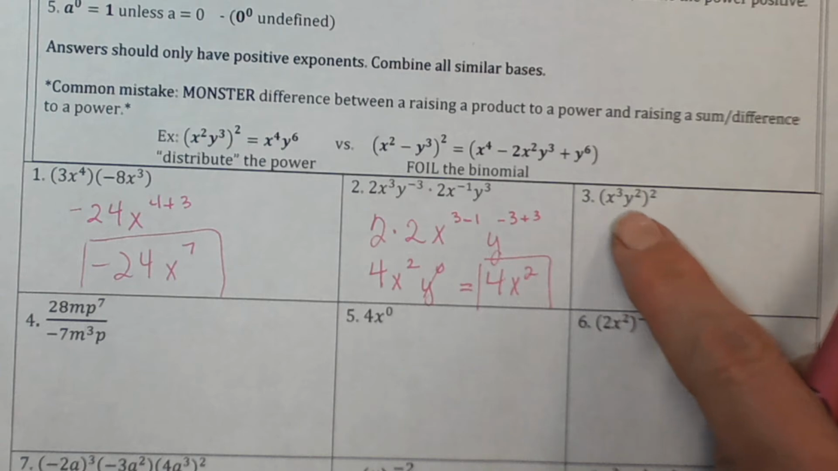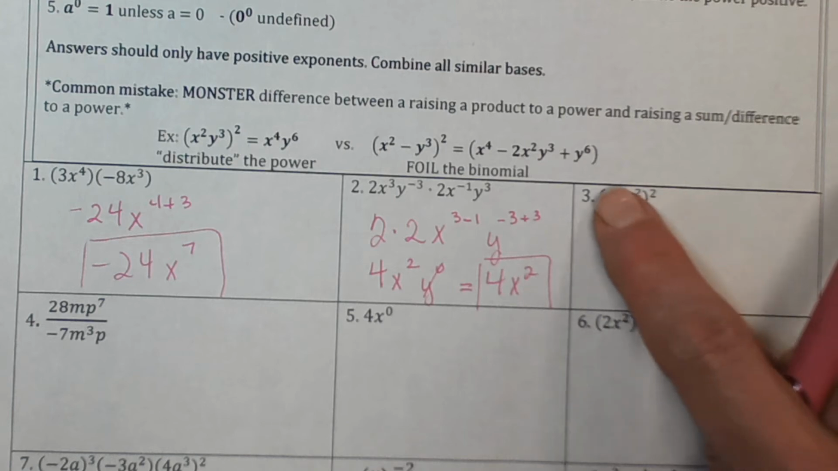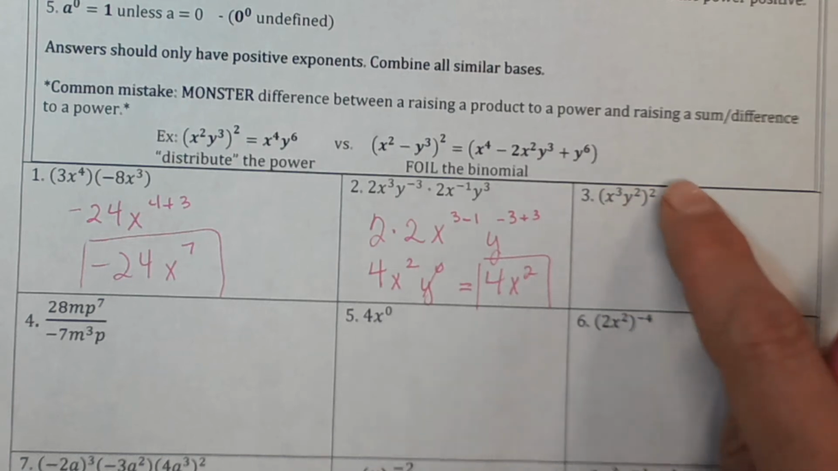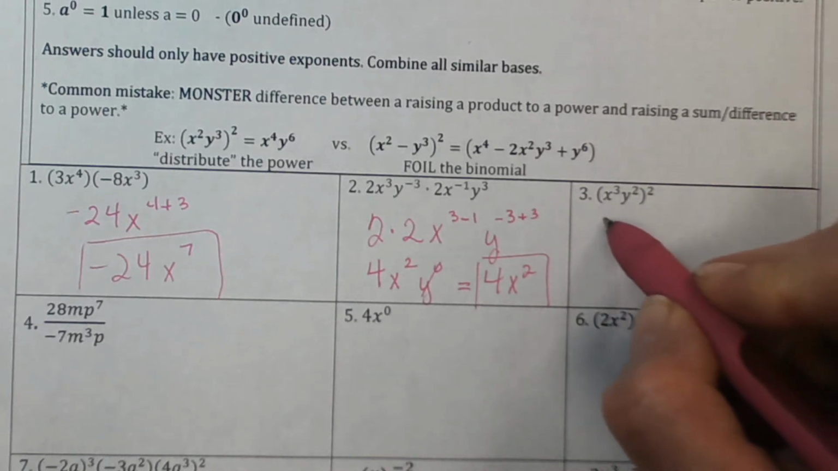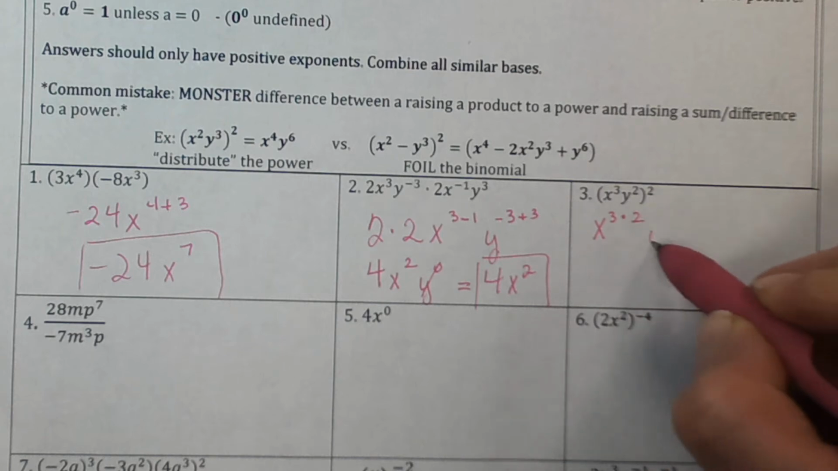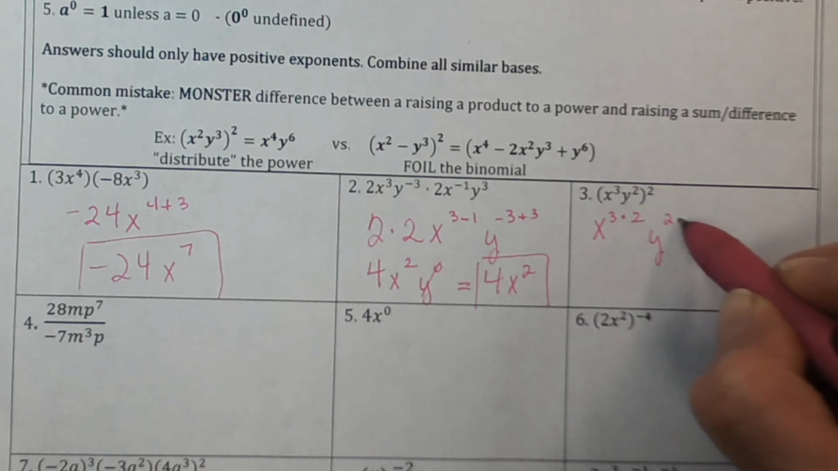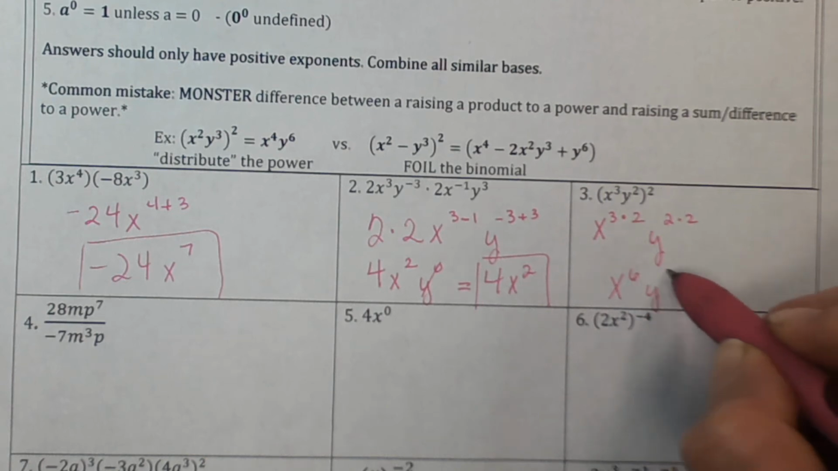Now this is the situation where I have a power raised to a power. When we have exponents on the inside raised to a power on the outside, this is when we multiply the powers. So I have x to the third times 2 and y squared times 2. So we'd have x to the 6th, y to the 4th.